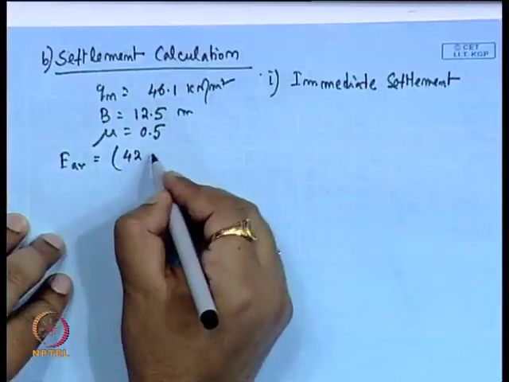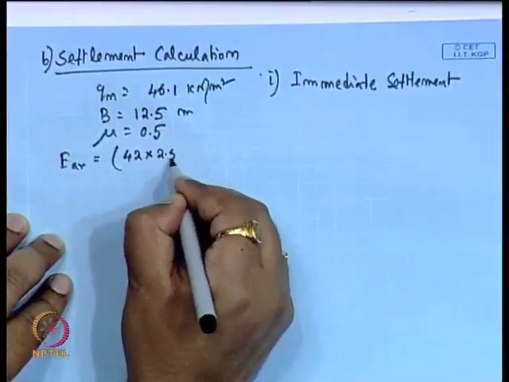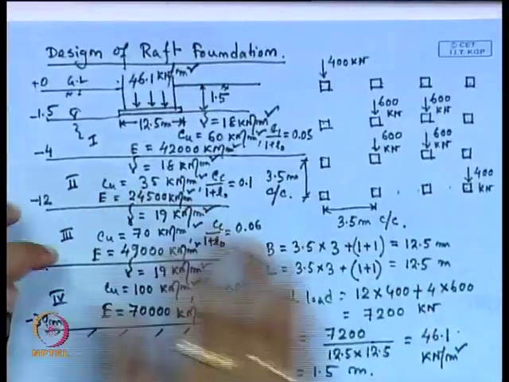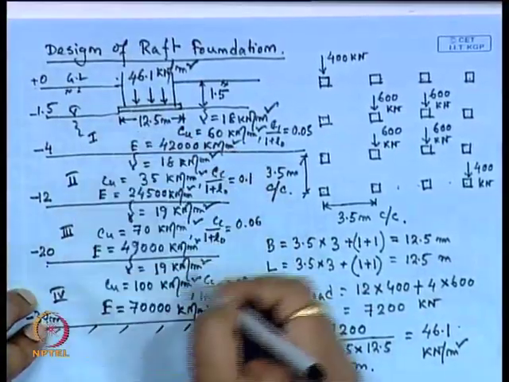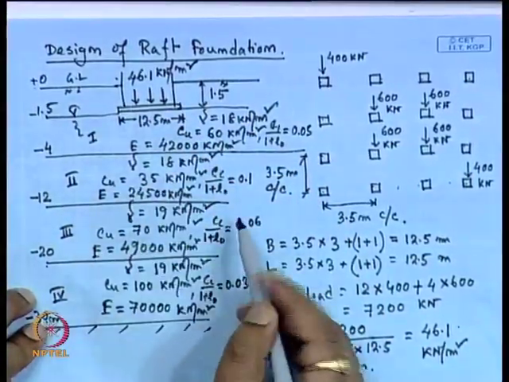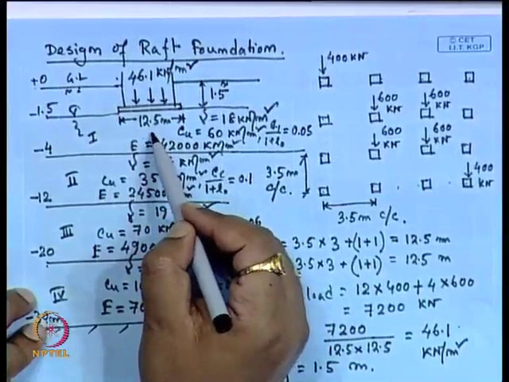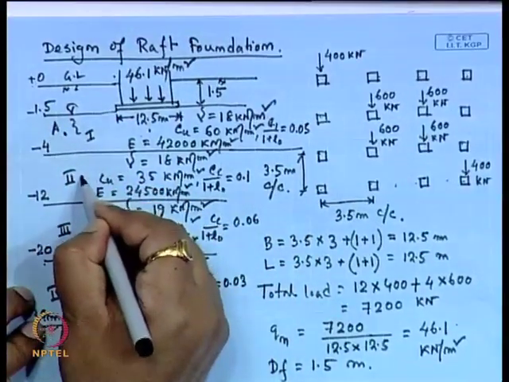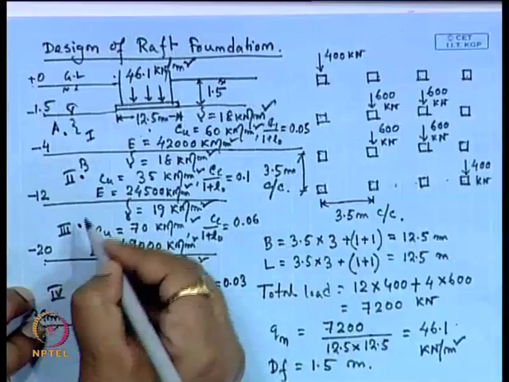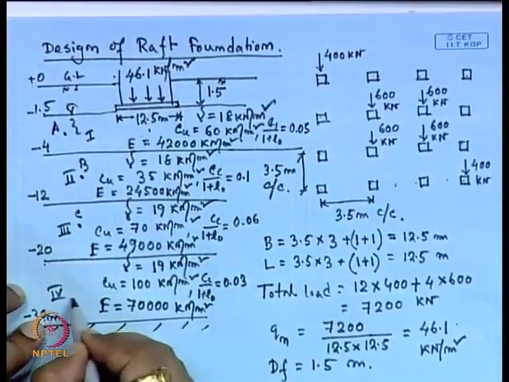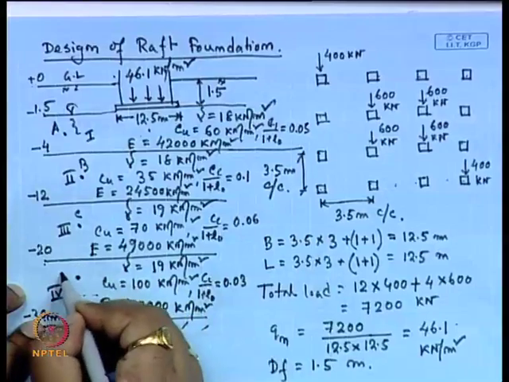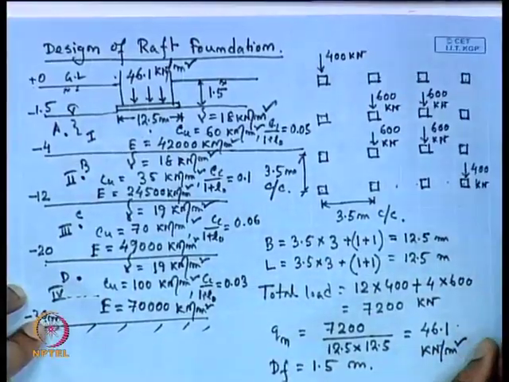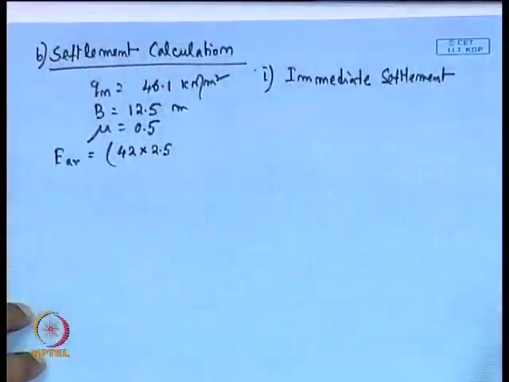We take 10 to the power 3 outside, and the influence zone here is up to 25 meters. From this figure, for the settlement calculation, the width is up to 2 B or 25 meters. So you will choose 4 points. One is at the center of this layer, this is point A, another at the center of this layer, this is point B, another at the center of this layer, this is point C, and the influence zone is up to here, so we take the center of this layer as point D. And we can take the weighted E value to calculate the immediate settlement, up to 25 meters.